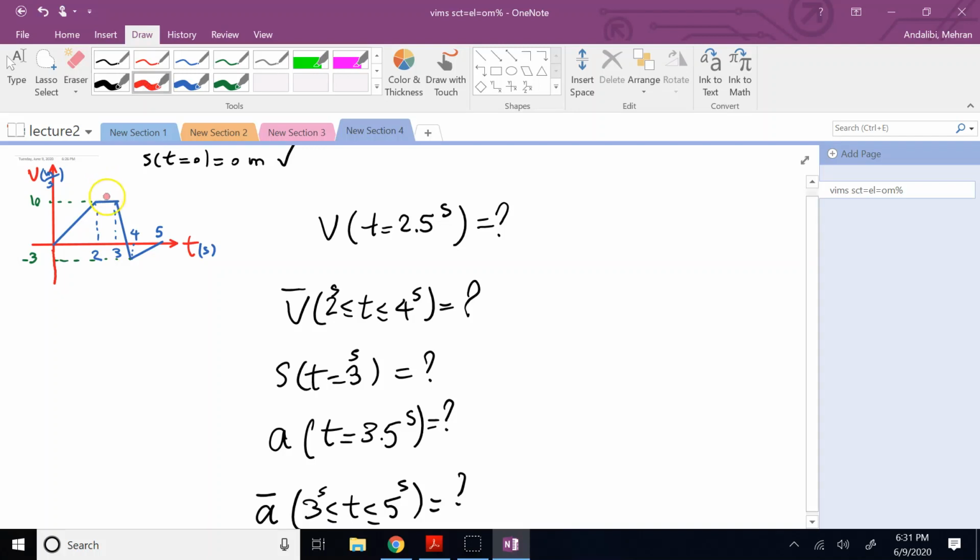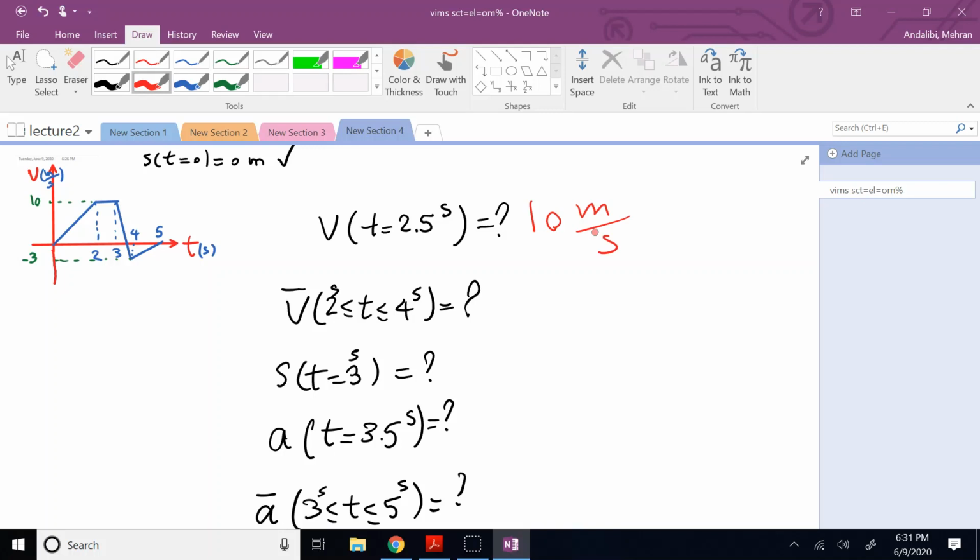Okay, so 2.5 is here. And this is a straight line, horizontal line. So you see, for all points between 2 and 3, the velocity is constant at what? At 10. So this number is directly what? 10 meters per second. So instantaneous velocity I directly read. Not a big deal.